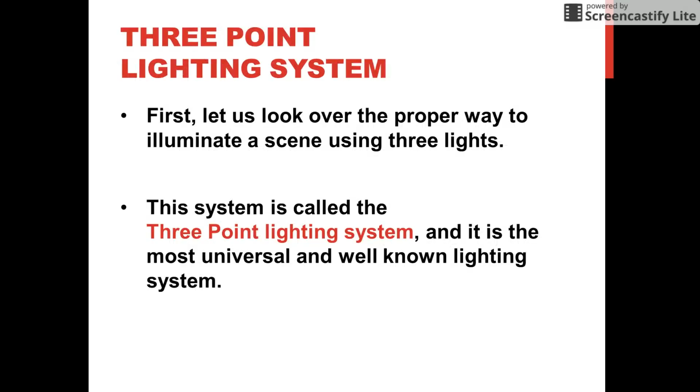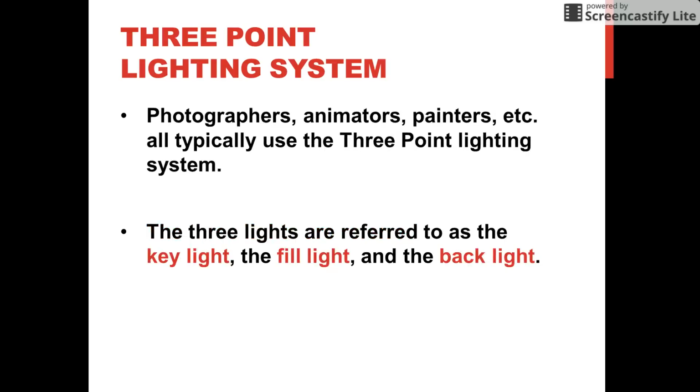First, let us look at the proper way to illuminate a scene. We will be looking at the three-point lighting system. It is the most universal and well-known lighting system. Photographers, animators, painters, and so on all typically use the three-point lighting system. It is called such because there are three lights used in the system: the key light, the fill light, and the backlight.